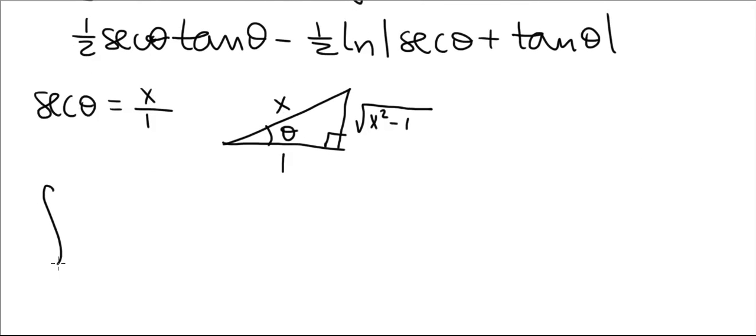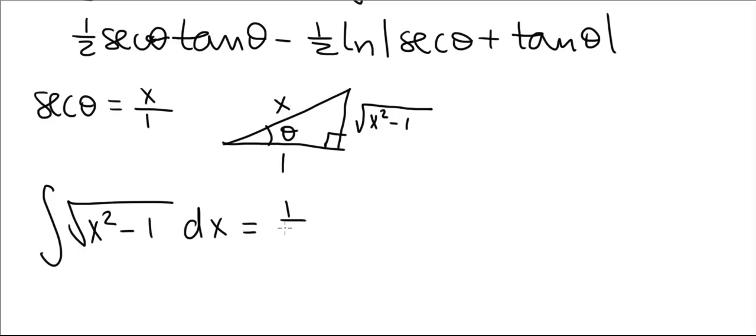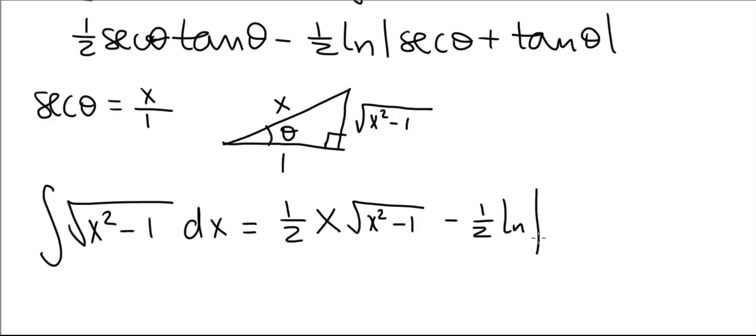The integral of the square root of x squared minus 1 dx is equal to 1/2 secant theta, which is x, times tangent theta. Notice from this triangle, tangent is opposite over the adjacent, so that is just the square root of x squared minus 1 over 1, minus 1/2 times the natural log of the absolute value of secant theta, which is x, plus tangent theta, which again is the square root of x squared minus 1, plus the constant of integration c.